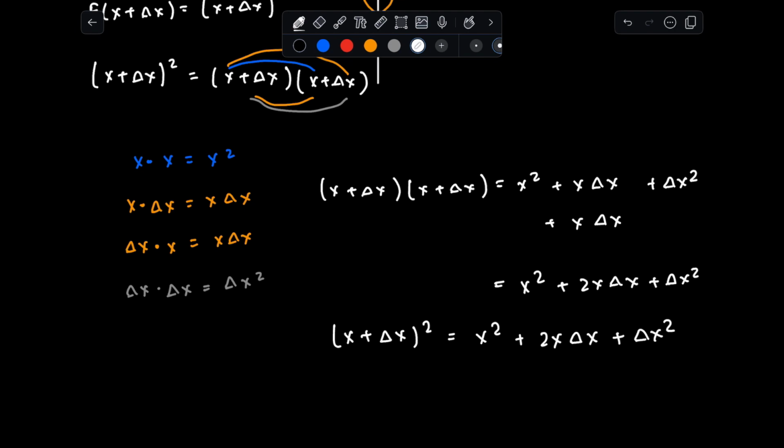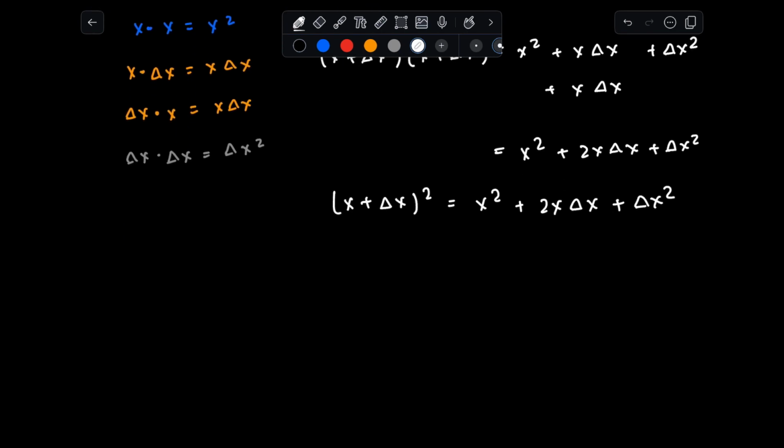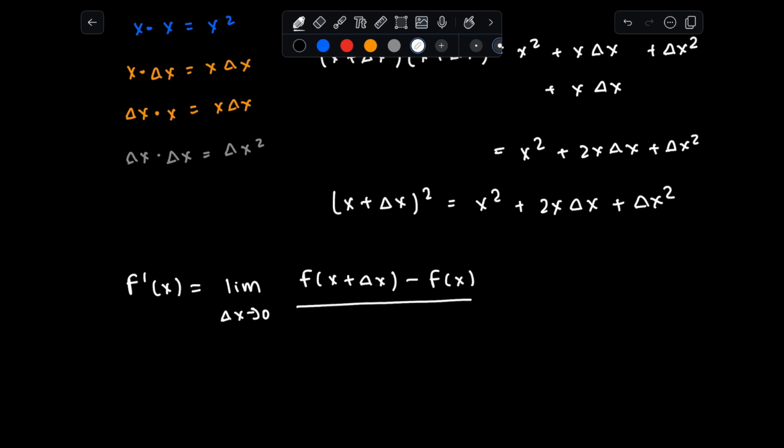Now that we have this expansion, and knowing that this expansion belongs to f of x plus delta x, we can finally start to find the derivative of this function by using the definition. Recall that the definition of a derivative of f of x is equal to the limit as delta x approaches 0 of f of x plus delta x minus f of x, all divided by delta x.